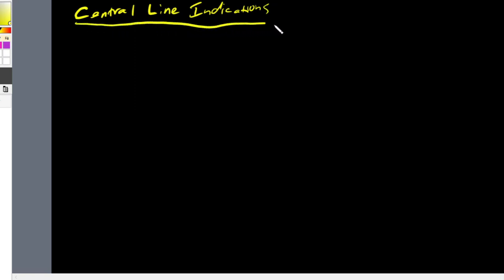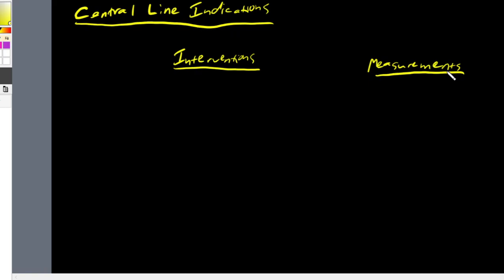The way that I like to think about our indications for a central line, I categorize them, I put them in two big buckets. The first bucket is interventions, and then the second bucket is measurements. So when we think of placing a central line, it's either for a specific intervention or it's because we want to measure something, we want to gather data points that tell us the status of our patient.